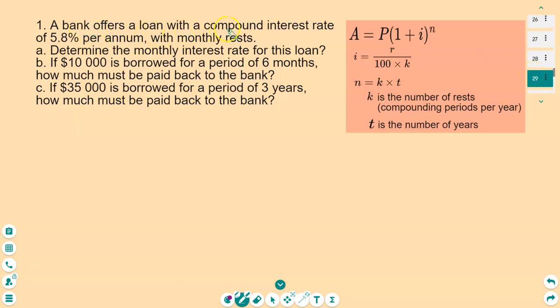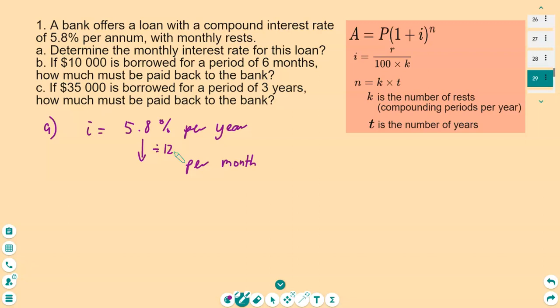A bank offers a loan with a compound interest rate of 5.8% per year with monthly rests. Determine the monthly interest rate for this loan. Okay, easy enough. I won't get too caught up in these formulas just yet. We've been given the interest rate is 5.8% per year, and they want that as per month. To get that as per month, there's 12 months in a year, right? So we're going to be dividing by 12. That's all that we do for this first question.